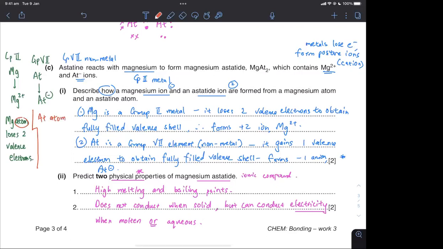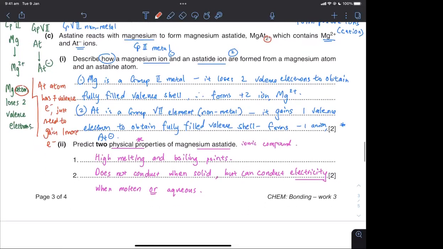The astatine atom has 7 valence electrons. So you just need to gain 1 more electron. Some people thought you need 2 more electrons because they saw the formula. The formula means you need 2 of these ions, but it does not mean you gain 2 electrons, because when you gain 2 electrons, you become 2 minus, but this is minus 1. That is because of your lowest common multiple.